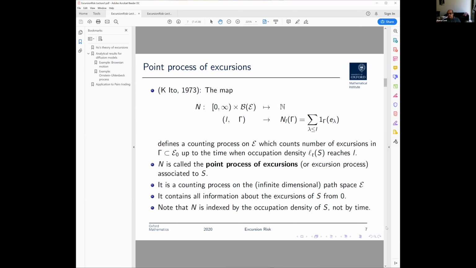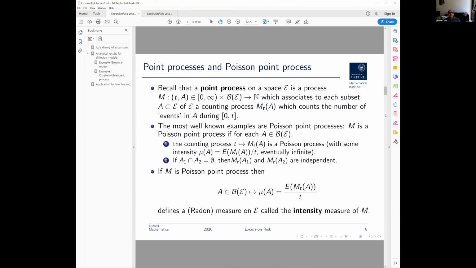Now, I don't know how much you know about point processes, but this is a very quick summary of what a point process is. The example of a point process you've all seen is a Poisson process. More generally, a point process on a space E is something that counts events in E.